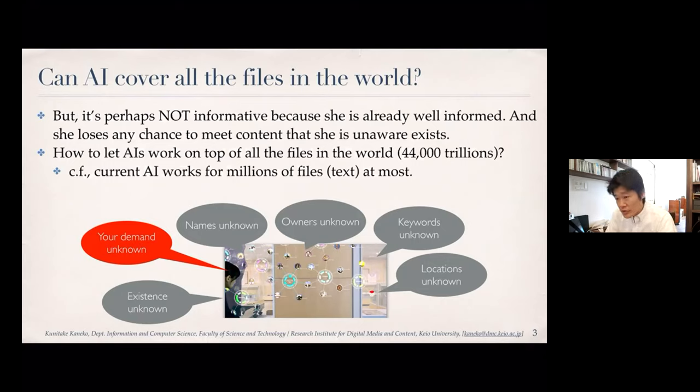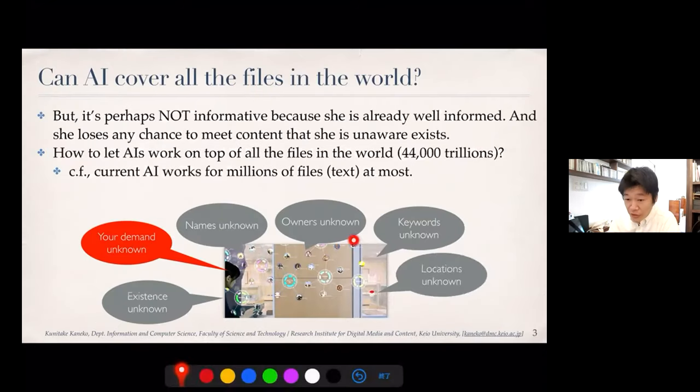So the question here is, can AI cover all the files in the world? In the video, you saw the bottom figure like this. So here you can see the image, right? And I'm now thinking that all the contents here are a limited number of the potential contents that she wants to know.